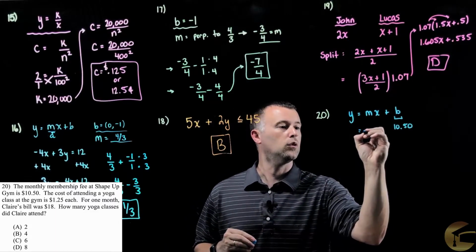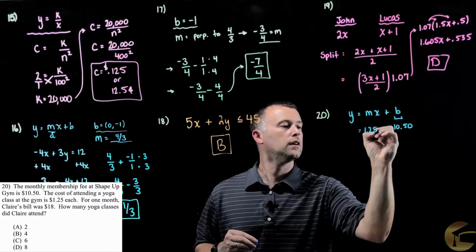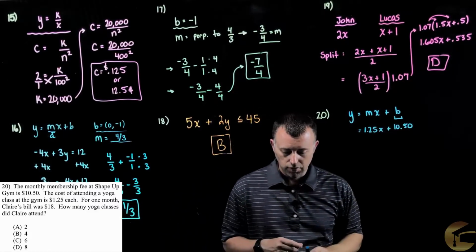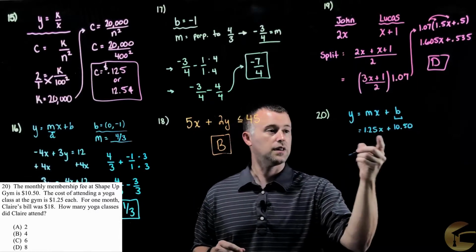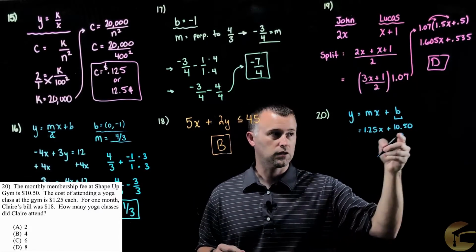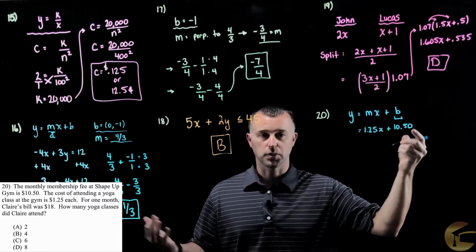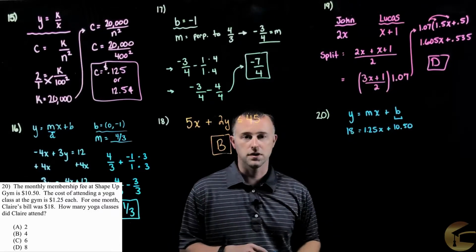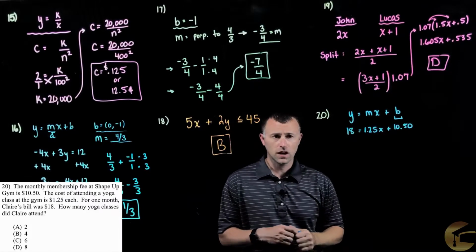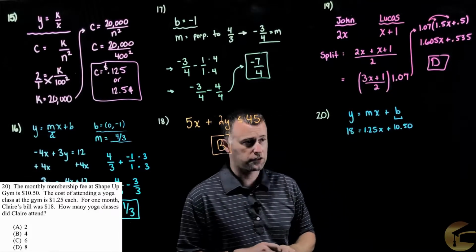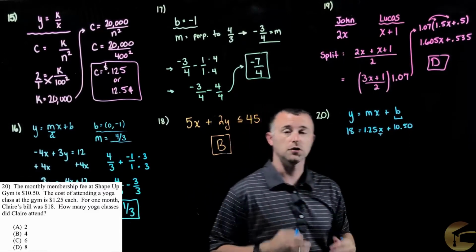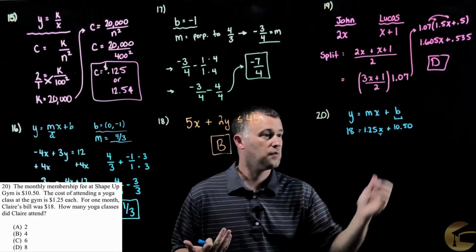So this is going to equal 1.25x. And then they said, for 1 month, Claire's bill was $18. That's the amount you ended up paying. That's your initial fee plus the cost per class ends up being $18. So this is going to be your equation. And they just want you to figure out how many yoga classes she attended. So we're going to be solving for x. So there's your equation. You have to know how to set it up. Now you solve for x.